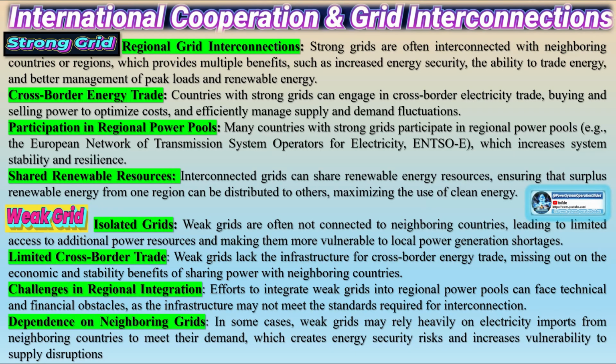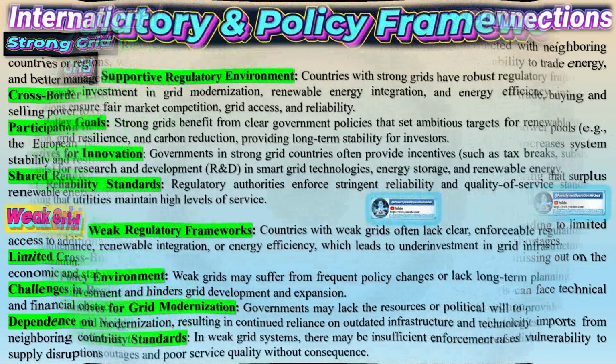Governments in strong grid countries often provide incentives such as tax breaks, subsidies, or grants for research and development (R&D) in smart grid technologies, energy storage, and renewable energy. Regulatory authorities enforce stringent reliability and quality of service standards, ensuring that utilities maintain high levels of service. Countries with weak grids often lack clear, enforceable regulations for grid maintenance, renewable integration, or energy efficiency, which leads to underinvestment in grid infrastructure and modernization.